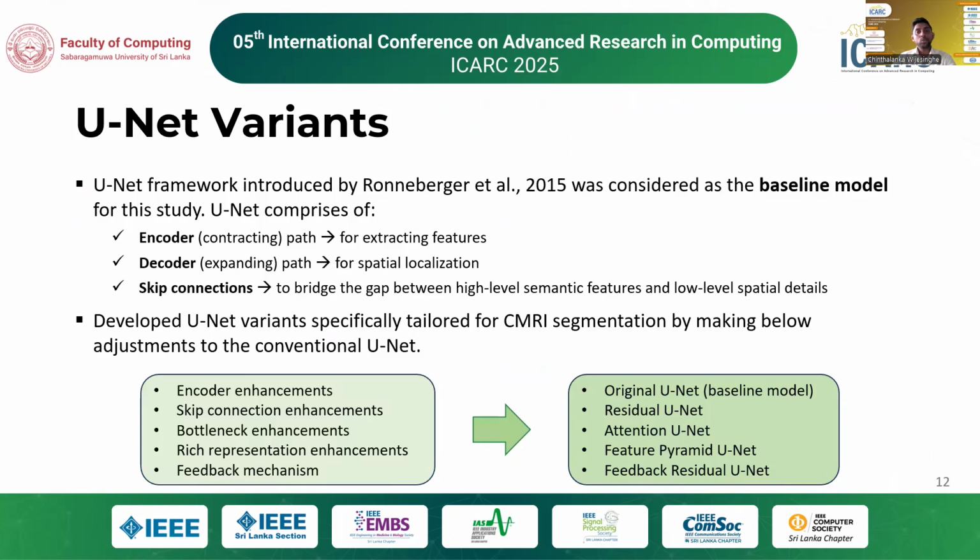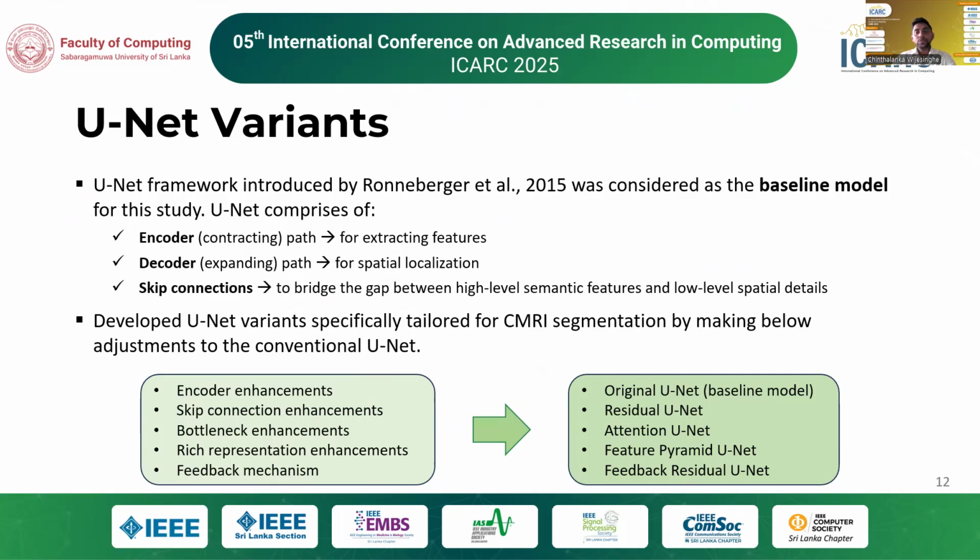Now let's deep dive into the proposed U-Net variants. The original U-Net architecture proposed by Ronneberger and others serves as the baseline model of our study. The encoder extracts features through convolutional and max pooling layers, while the decoder upsamples to reconstruct the segmented output. Skip connections enhance precise localization and efficient feature reuse, making U-Net highly effective for medical image segmentation.